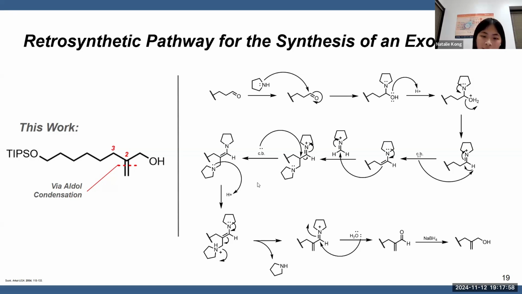And after, again, another series of deprotonations and protonations from the conjugate base, this results in the pyrrolidine leaving, and the water that the formaldehyde is actually packaged in then forces the remaining pyrrolidine to leave. And upon the addition of sodium borohydride and cerium chloride, this results in the intended alpha-beta exo-alkene.